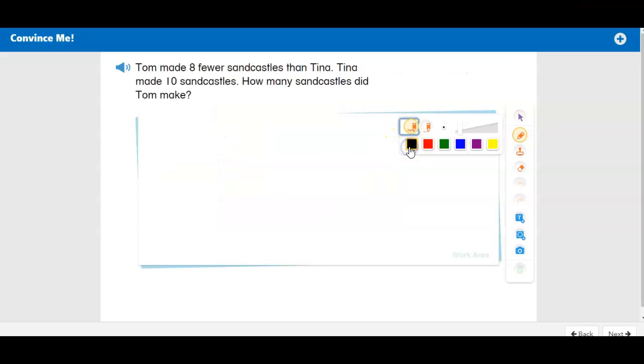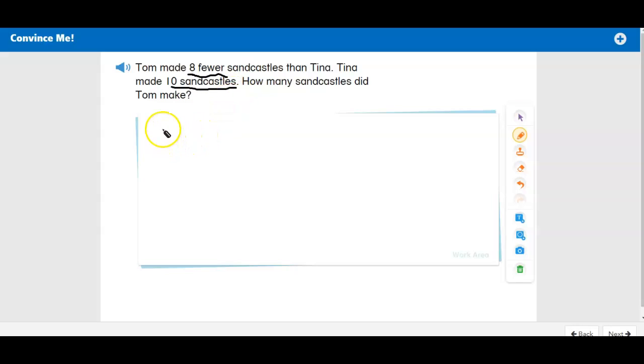Now let's look at our Convince Me, still on page 234. Our Convince Me says Tom made 8 fewer sandcastles than Tina. Tina made 10 sandcastles. How many sandcastles did Tom make? So if Tom made 8 fewer than Tina, and Tina made 10 sandcastles.